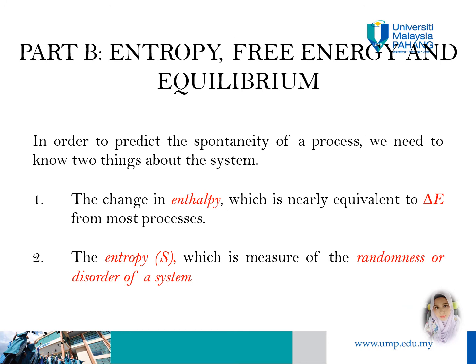Okay, now we're going to part B, entropy, free energy and equilibrium. In order to predict the spontaneity of a process, we need to know about enthalpy and entropy. As we know, enthalpy is the quantity equivalent to the total heat content of the system, which is equivalent to delta E for most processes, while entropy, S, is a measure of the randomness or disorder of the system. This means that the greater the disorder of the system, the greater the entropy. Conversely, the more ordered the system, the smaller the entropy S.